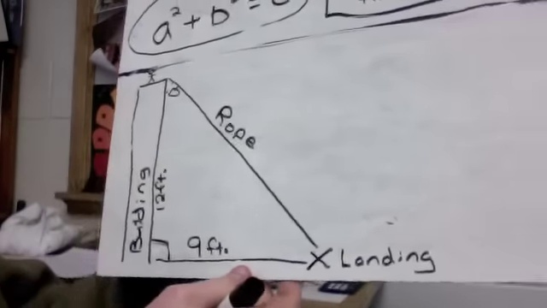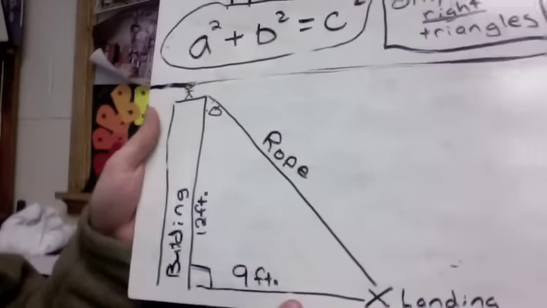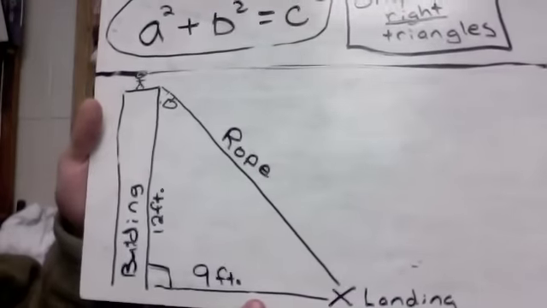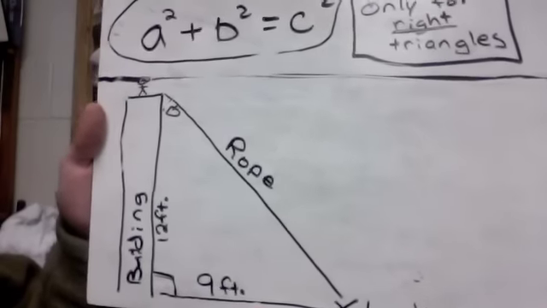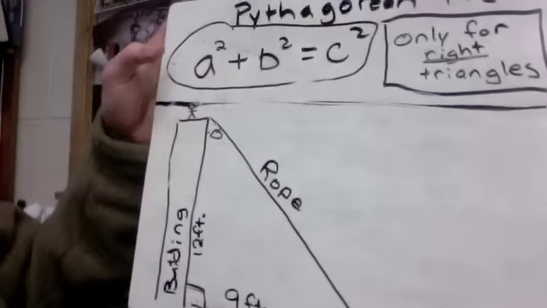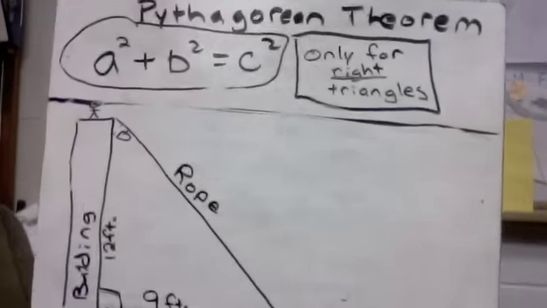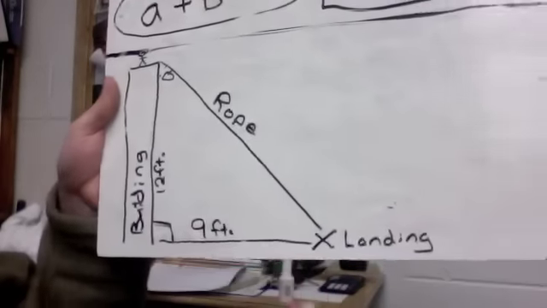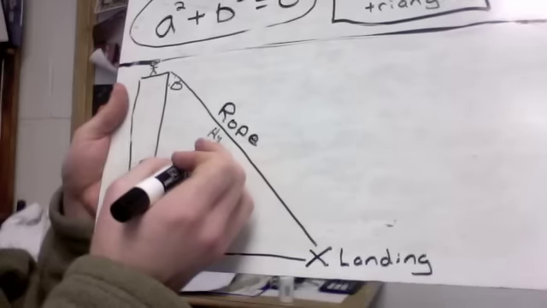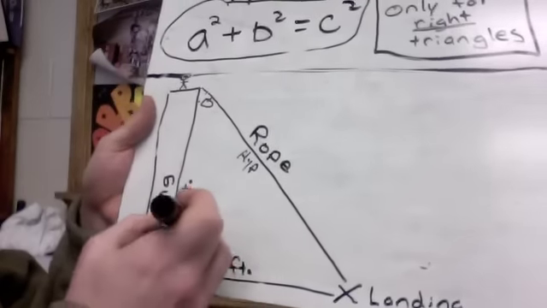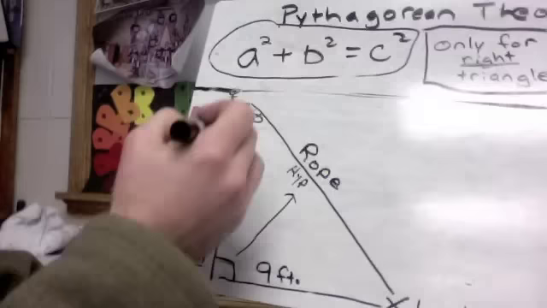Now, if you just had this question and you didn't really think about it, it may be hard to picture. But me drawing this out in a diagram should help you understand that this is a right triangle, so we can utilize our Pythagorean theorem. My question is, how long a rope do I need? The rope is going to represent the hypotenuse, because the hypotenuse is across from the right angle that the building and the ground make.